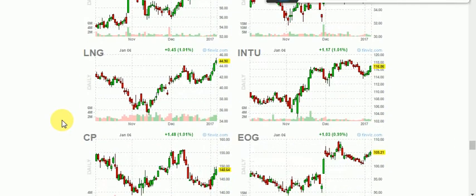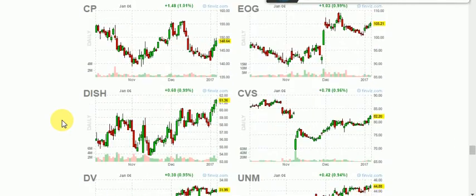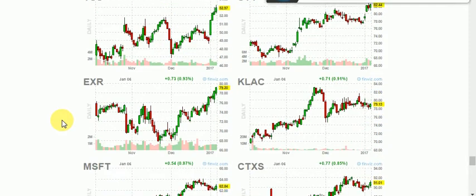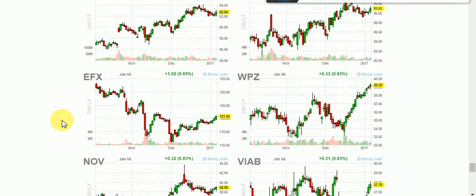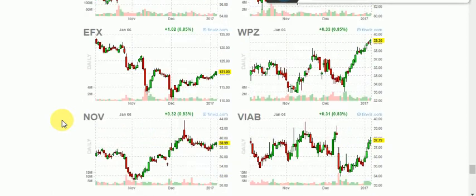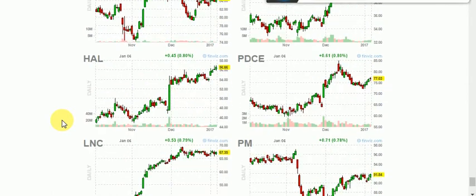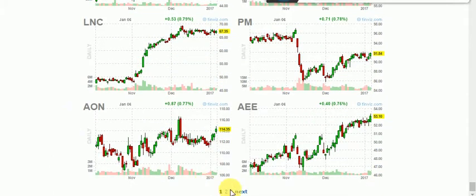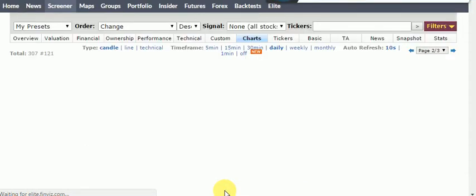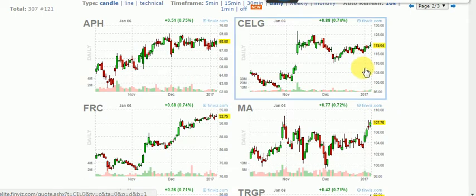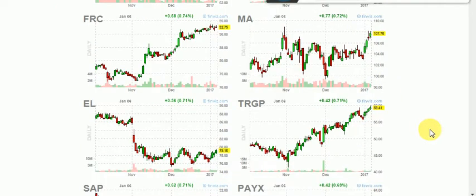So stay with me here. Let's try to see. Breakout or pullback. That's the only things I need to trade. Page 1, page 2. Celgene, another biotech name. Nothing much though. CHKP, PLD.